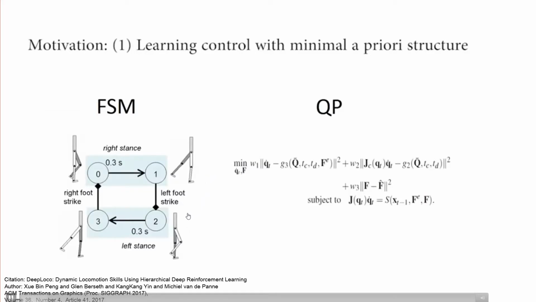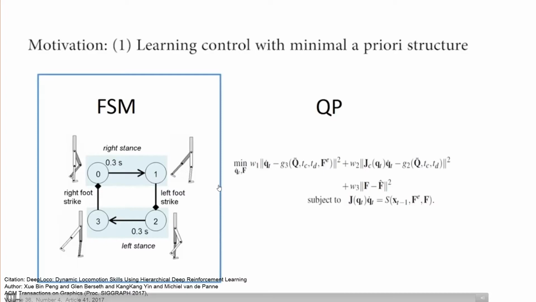Nearly all previous solutions make use of high-level features, such as the center of mass, some high-level structure, such as a finite state machine. It's pretty quiet.